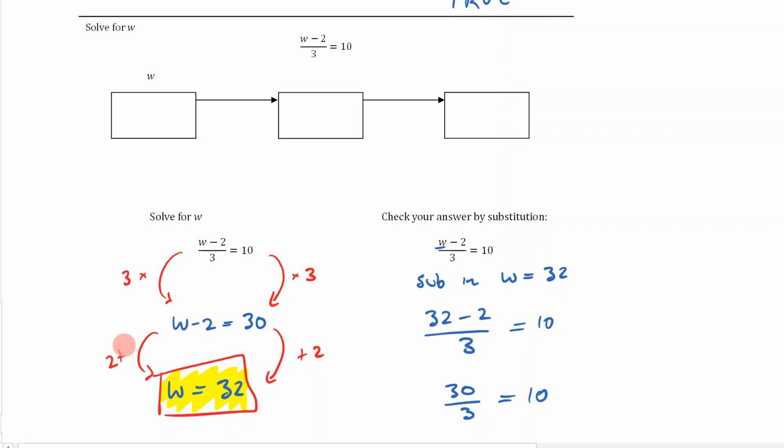Remember, the first thing you need to consider is the order it was to build this thing up. Think about BIDMAS. There's actually invisible brackets here. Because this is w minus 2, the whole thing is divided by 3. So that means I'm minusing 2 first to get w minus 2. And then you're dividing by 3 next, because you're taking that w minus 2 and you're dividing the whole thing by 3. And I know that that is equal to 10.